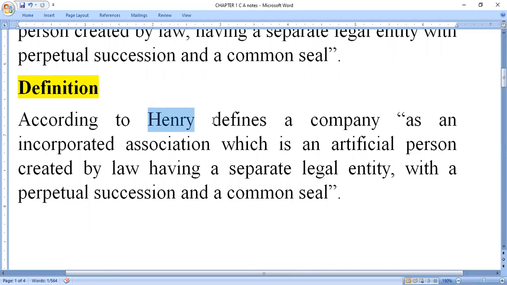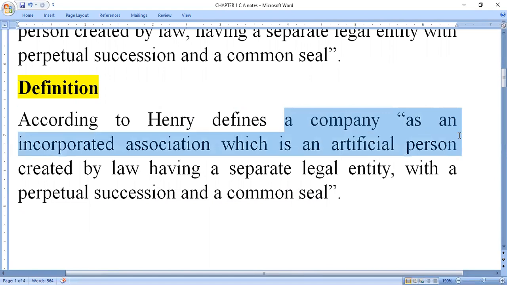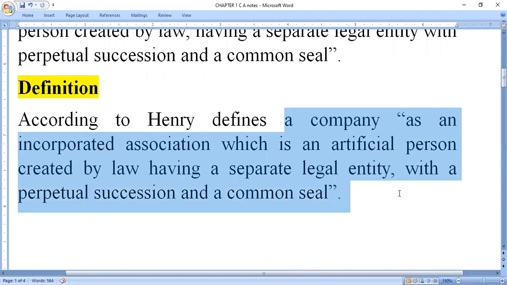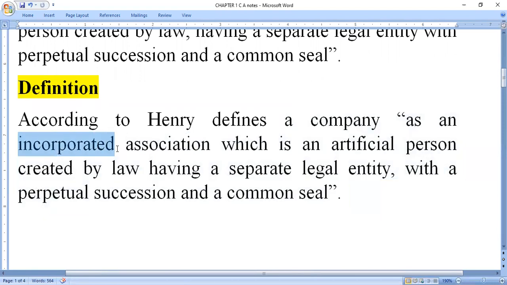According to Henry, a joint stock company is nothing but an incorporated association, which is an artificial person created by law, having a separate legal entity with a perpetual succession and a common seal. So this definition is given by Henry. It is an incorporated association. The word incorporated is nothing but a registered company. It is a registered association.